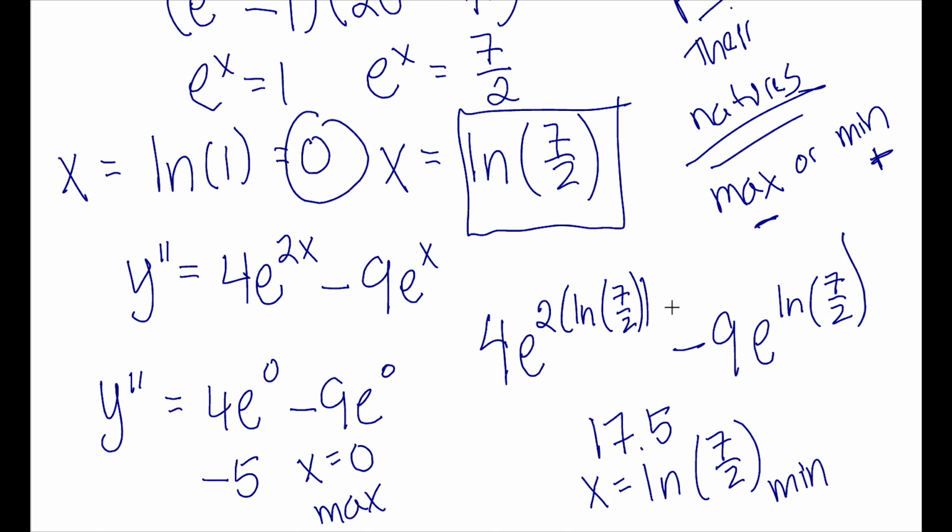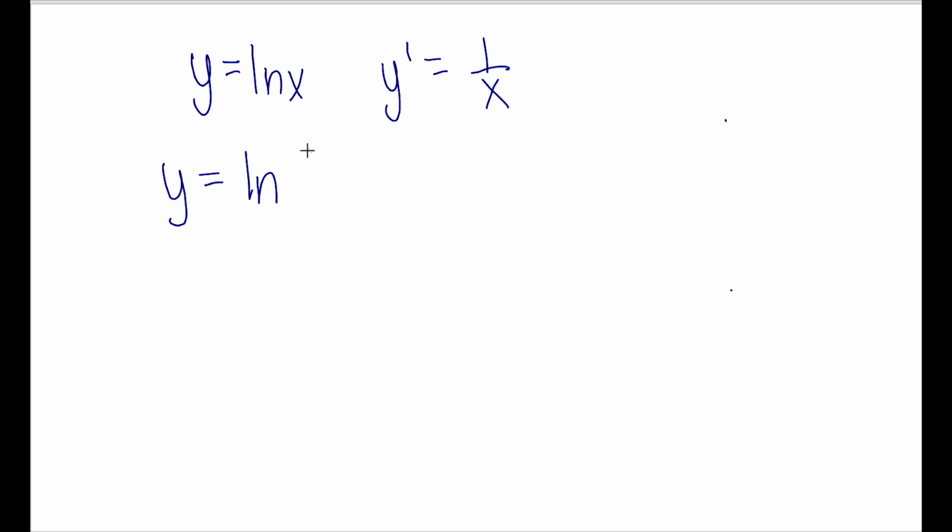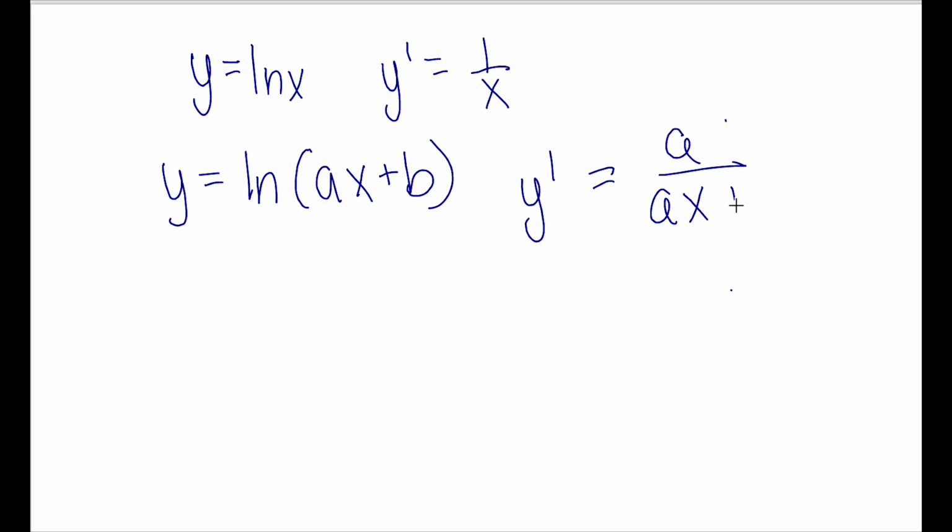Okay, so next we're going to talk about finding the derivatives of natural logarithms. If my equation is y equals ln x, your derivative is 1 over x. Both this and the other formula are on your reference sheet. If I have an expression ln of ax plus b, the derivative is a over ax plus b. So let's look at some examples.